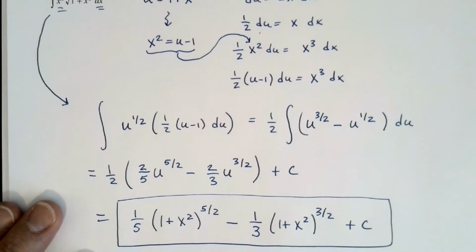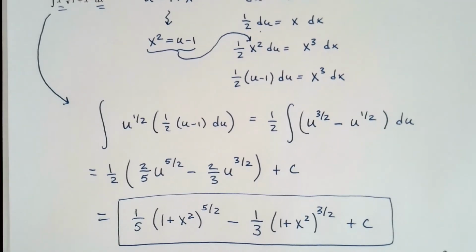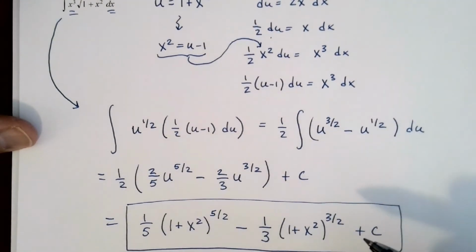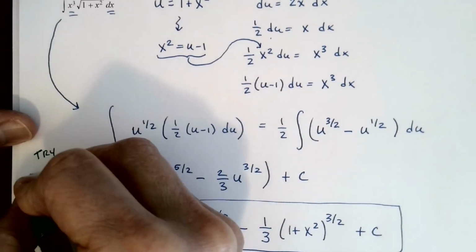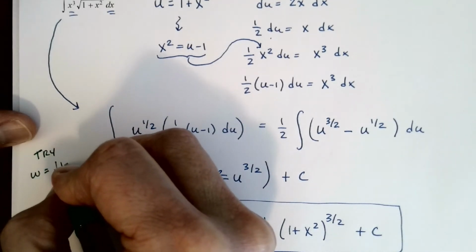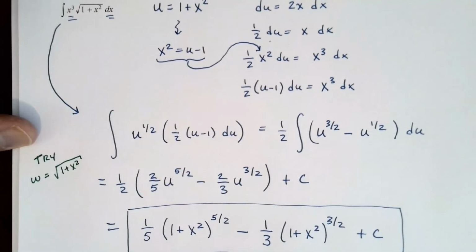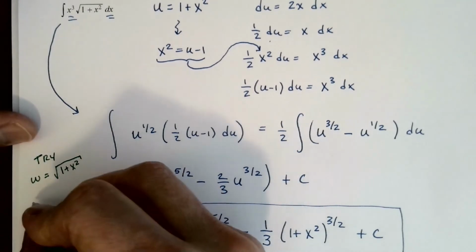Again, there is more than one way sometimes to do a substitution, so there's another way you could actually do the substitution. I might have you play around and try this on your own. This substitution works fine, but you might want to try this one. Try w equaling the square root of 1 plus x squared. You say, well, how does that work? Well, before you take any derivative, square both sides.